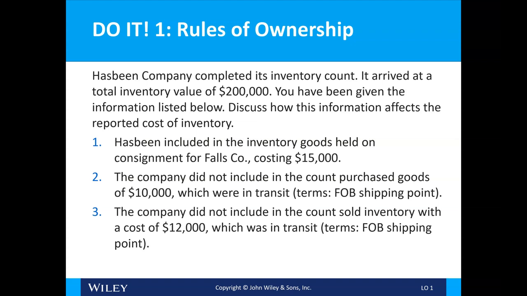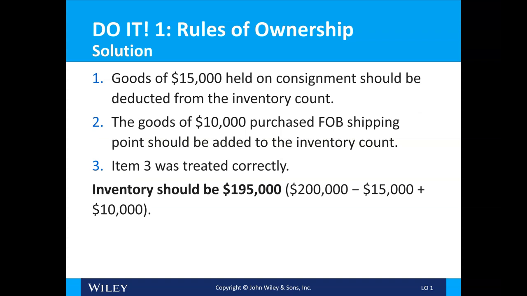The company did not include in the count sold inventory with a cost of $12,000, which was in transit. Well, that's correct. If they sold it, then they no longer have inventory. That should have been a cost of goods sold. So I would say that the inventory should be $195,000, and the program agrees with me.